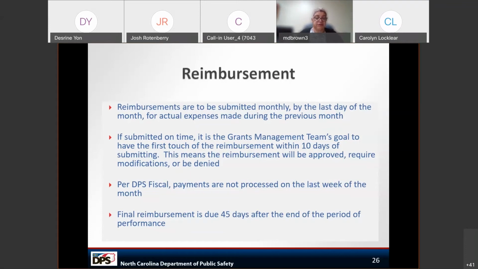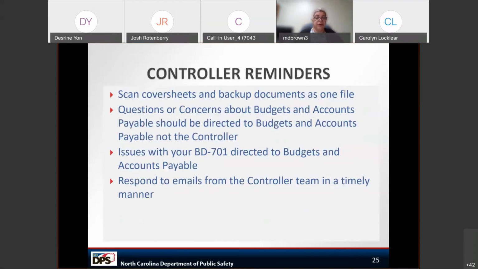Final reimbursements are due 45 days after the period of performance is complete, and you can submit that early. And then reimbursements that are submitted and approved by noon on Friday are paid the following Tuesday. And again, that is with the exception of the last week of the month. So please remember that when you're submitting your reimbursements.